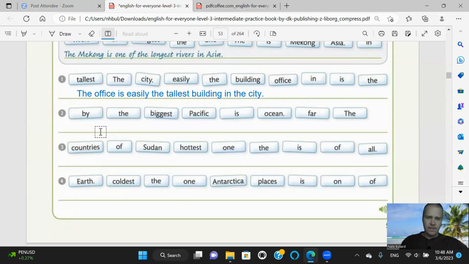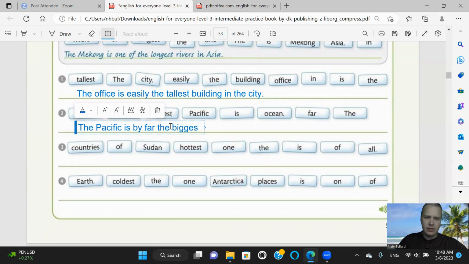All right. The Pacific is by far the biggest ocean. The Pacific is by far the biggest ocean.